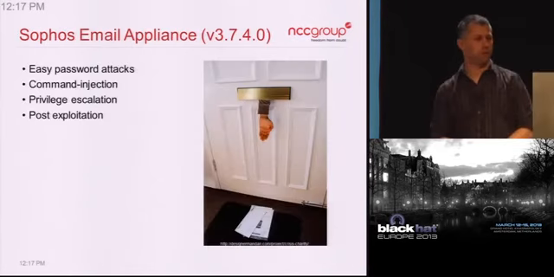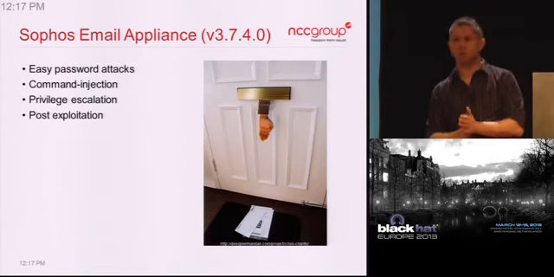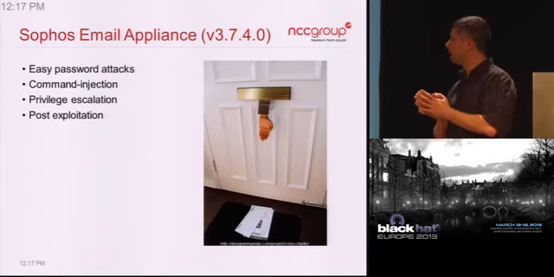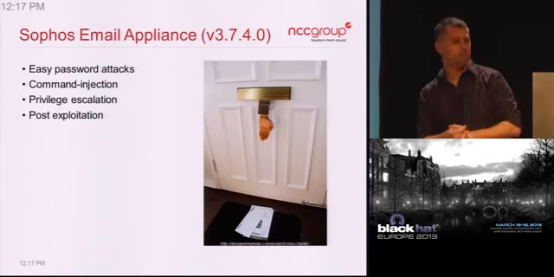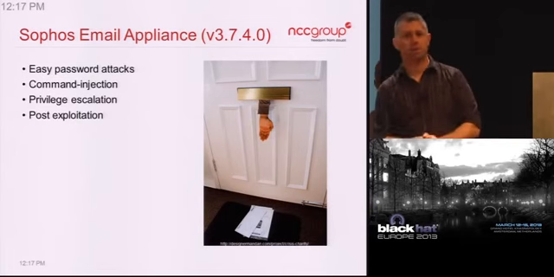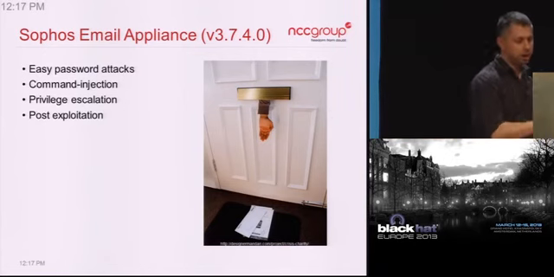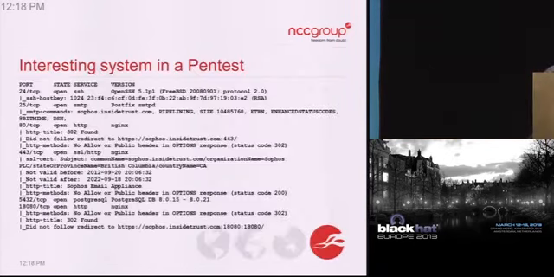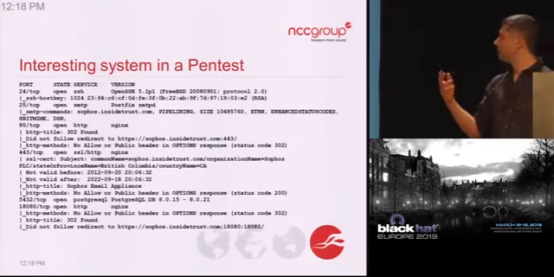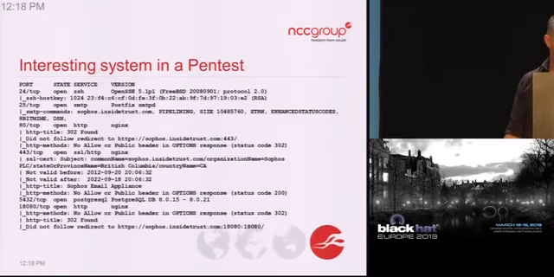So let's have a look at a first example. This was a product which came up for me in a pen test back in September. So this is a Sophos email gateway. And I didn't know this product was going to come up in advance. I was given a range of IPs to look at. And I scanned it with Nmap and found some interesting things.